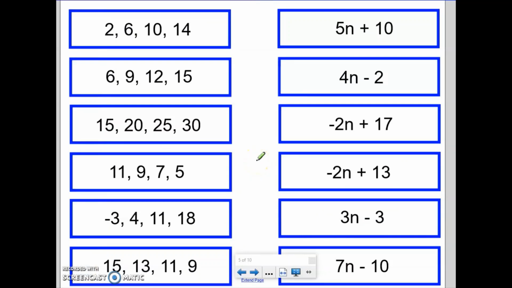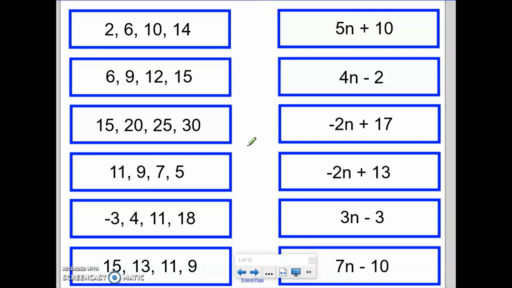Okay, so now it's your turn to have a go at a few tasks. The first task is on the screen. What you have here is 6 linear sequences and 6 nth term formulas, 6 bits of algebra that are associated with the linear sequences on the left-hand side of the screen. What I would like you to do is match up the sequence to its nth term formula.